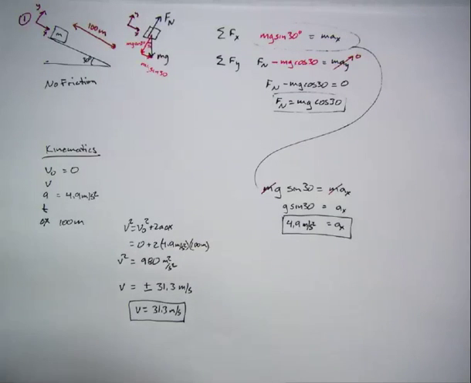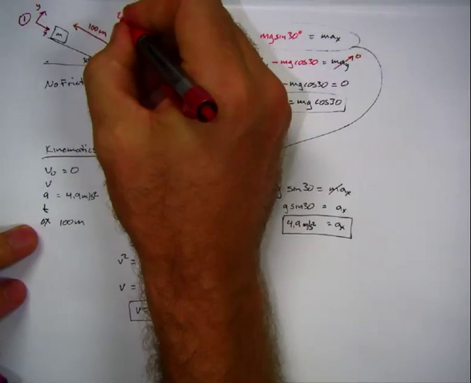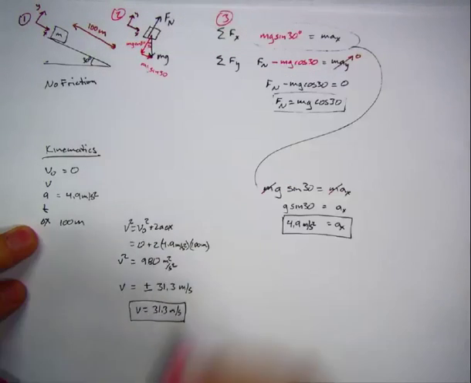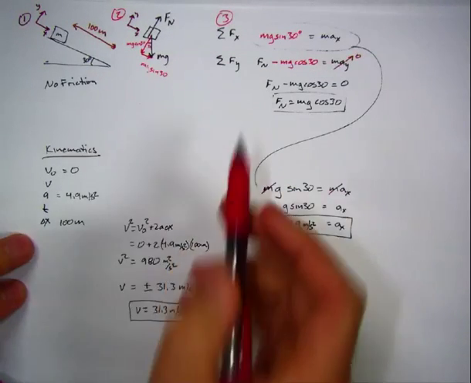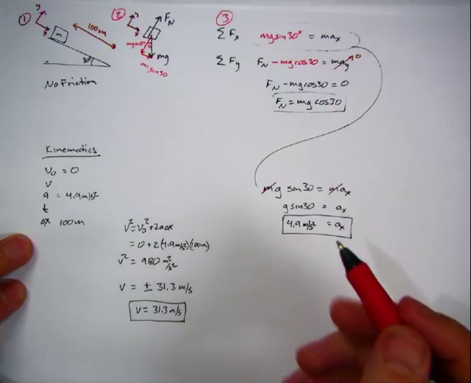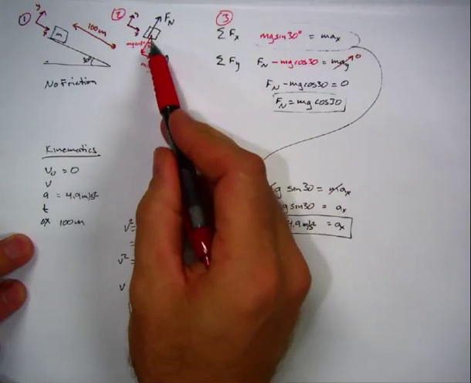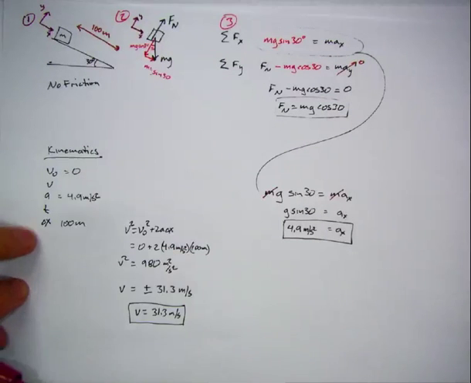Step 1, find the coordinate system. Step 2, free body diagram. Step 3, write down the equations of motion. And then step 4 is think. The equations of motion, writing them down, required us to break down the mg since that was a rotated coordinate system. So that's a problem with a rotated coordinate system, and I will now move on to friction.